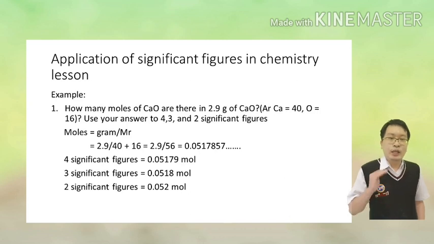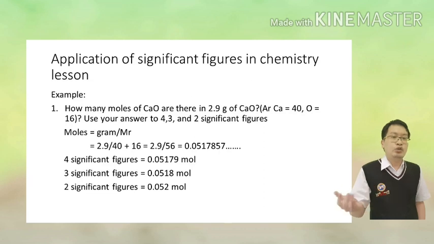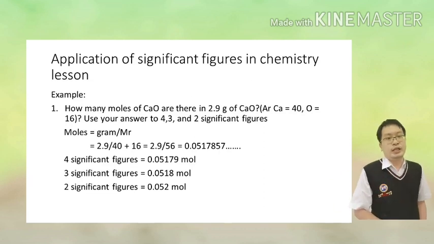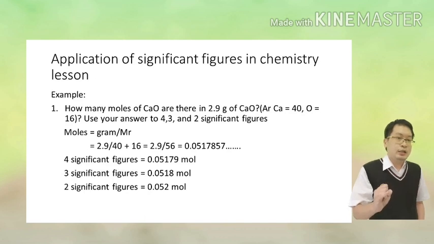For number 1, I repeat one more time, just follow the chemistry formula first and then combine it with the significant figures. Count the significant figures, answer after you got the counting, and then try to round off based on the question order.